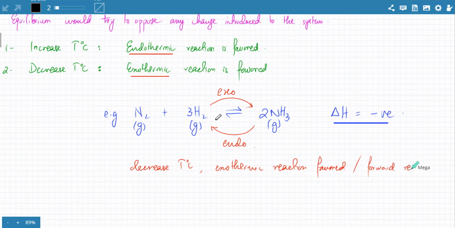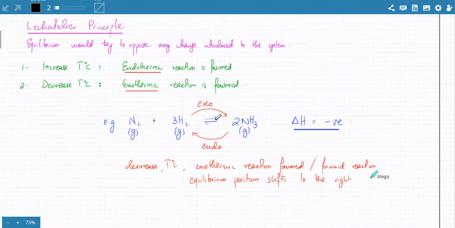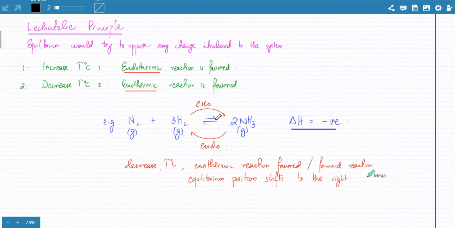Or you can say the equilibrium shifts to the right. So you can say equilibrium position shifts to the right. So that's one example. If they had told you that you're increasing temperature, then which reaction would be favored? The endothermic one, which is the backward one, right? So that's the first point.